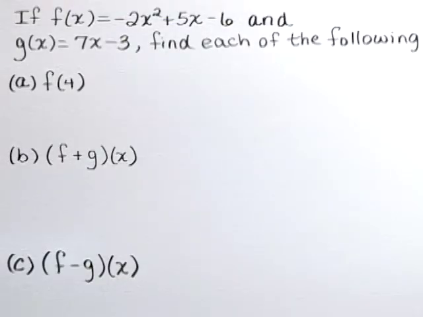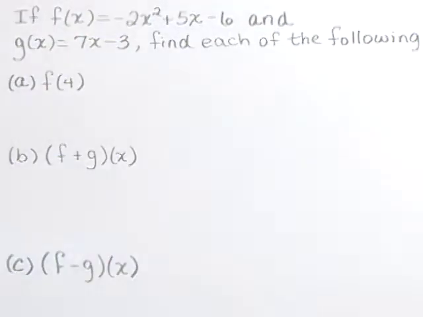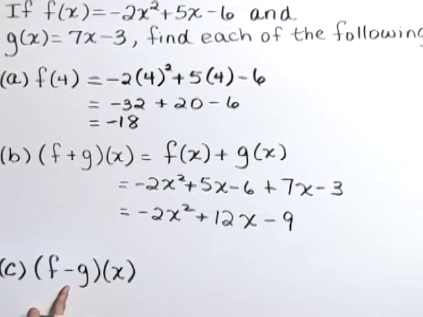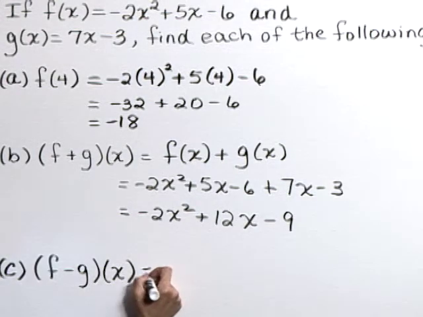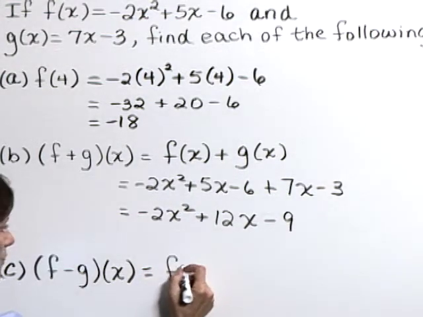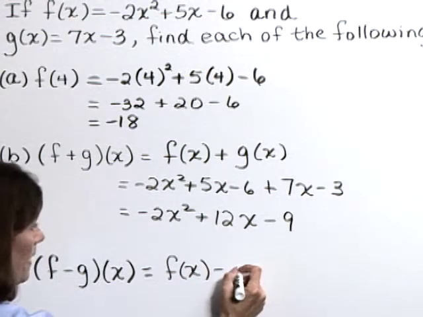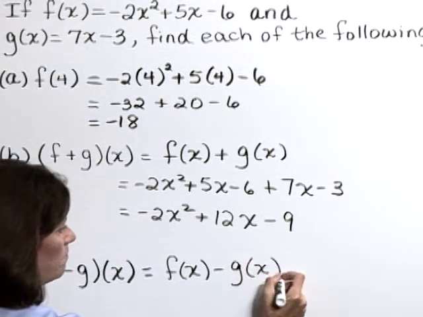If f of x is equal to negative 2x squared plus 5x minus 6, and g of x is equal to 7x minus 3, find each of the following. Now let's subtract these functions and find f minus g of x. First, go ahead and write that as f of x minus g of x.